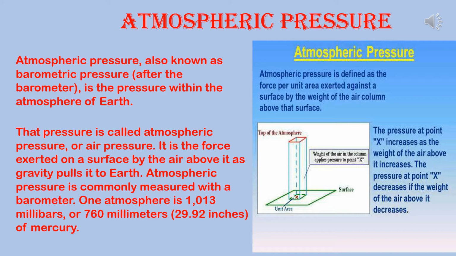So the Earth's surface is surrounded with air extending up to a height of about 500 kilometers, and is called the atmosphere. The atmosphere mainly contains 77% nitrogen and 21% oxygen and a little amount of rare gases, carbon dioxide, water vapor, etc. And the pressure exerted by the column of air is called atmospheric pressure.